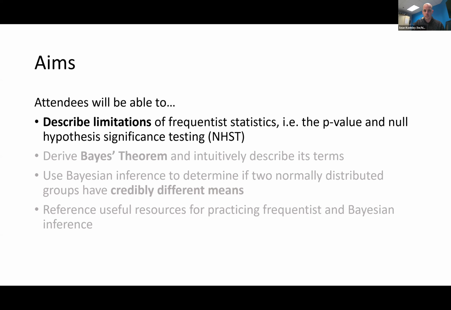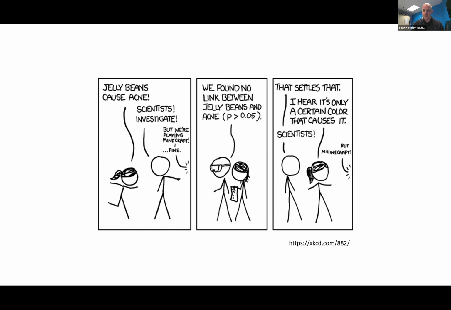So first, we're going to start with describing some limitations of frequentist statistics. And here's a comic from XKCD. Maybe you've seen it before. It's one of my favorites. You've got some aspiring researcher, perhaps, or someone who's got this pressing question, thinking that jelly beans cause acne. And the scientists check it out and find no link.